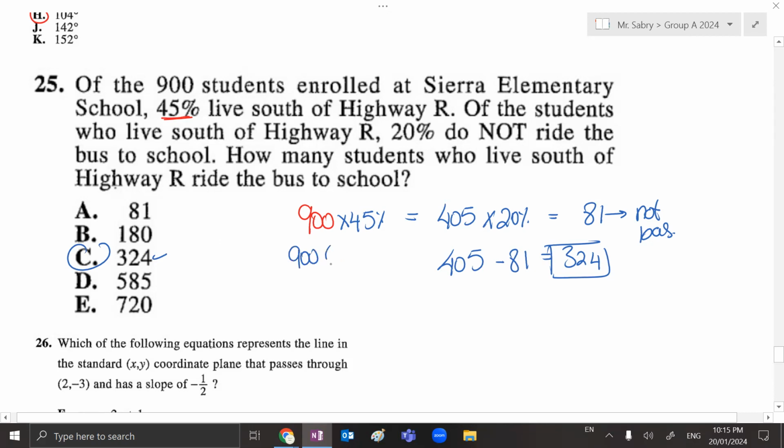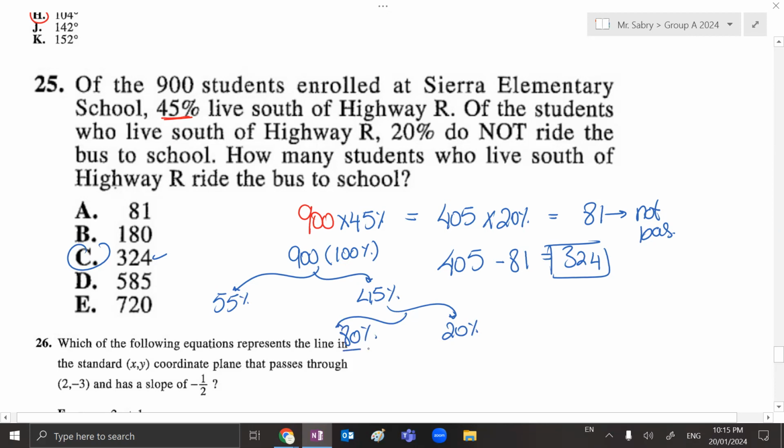The 900 is now considered the 100% of something. If 45% live somewhere, I can split them this way: 45% here, and the remaining of 100, which is 55%, is what's left. Out of those 45%, there's another branch that says 20% do not use the bus. So the remaining is 80%.